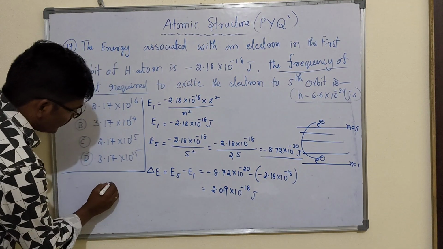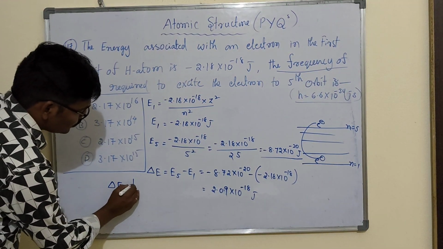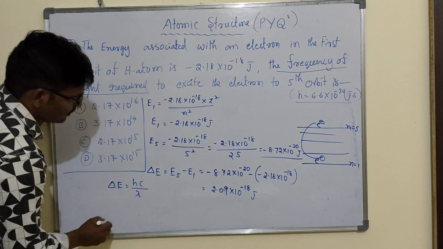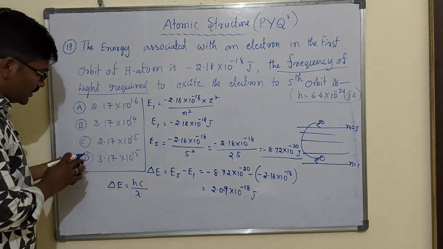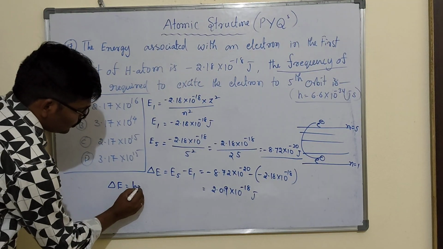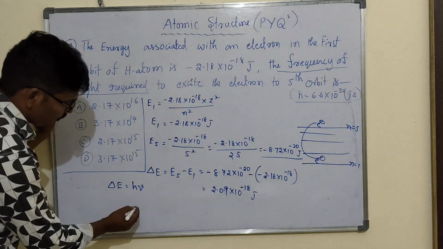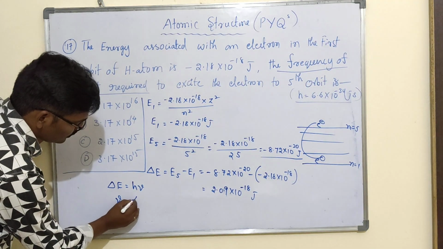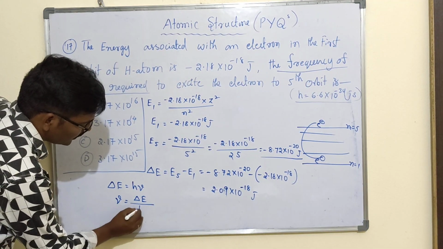Now delta E equals hc by lambda. Or otherwise h nu, the frequency is required, not lambda, the wavelength. So for frequency, nu equals delta E divided by h.